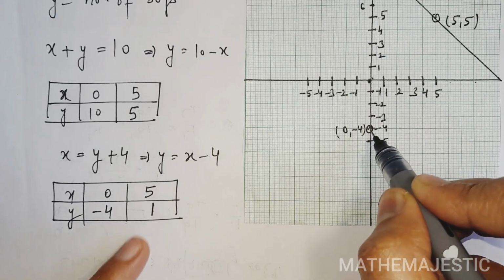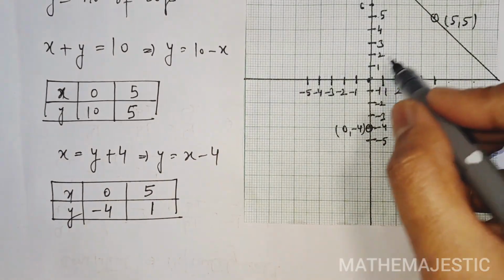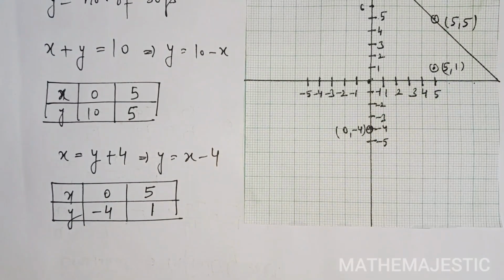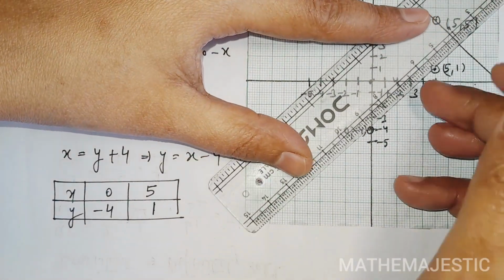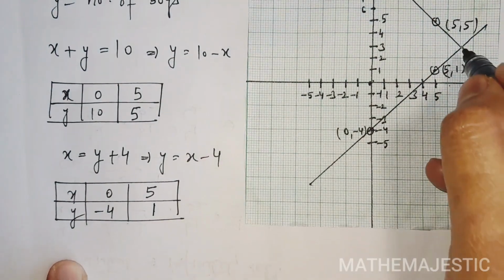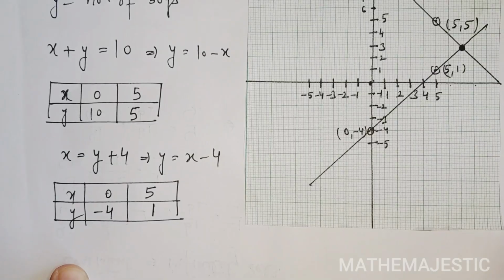This is the point, and the second one is x equal to 5, then y is 1. So this is the required point (5, 1). Now we will join them with the help of a scale, like this. So we find out that these two lines are intersecting at this point.